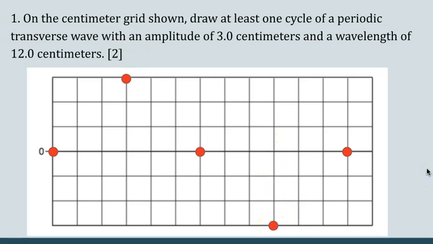Drawing the dots is very important because if you don't actually get to a 3 centimeter height, or rather a 3 centimeter amplitude, you will not get the point for drawing the correct amplitude. So if you're short by a little bit, or if, let's say your dot was here, it feels like it's close enough. It might not be close enough for a physics Regents grader.